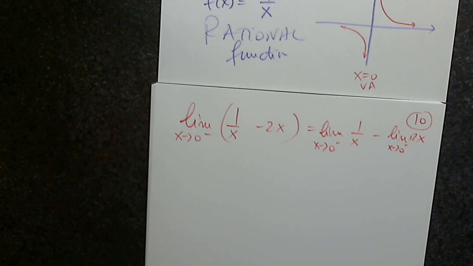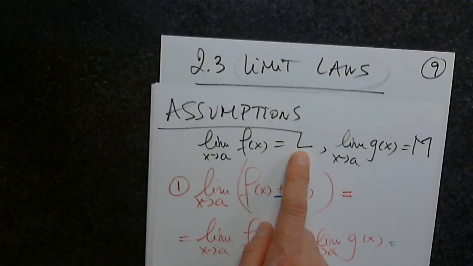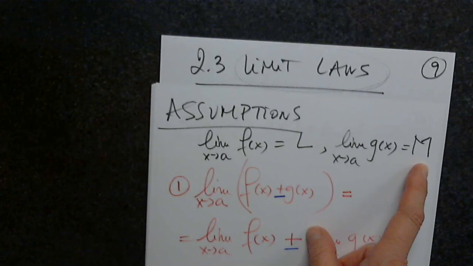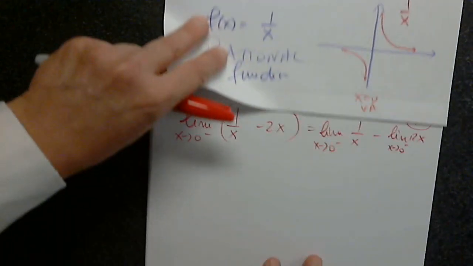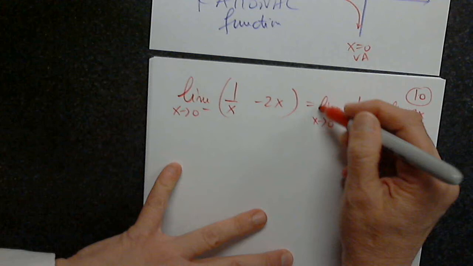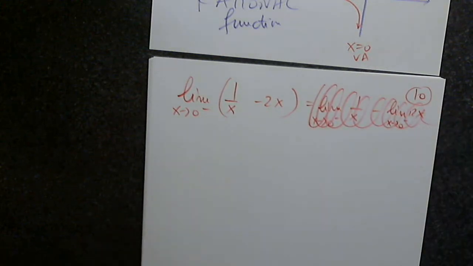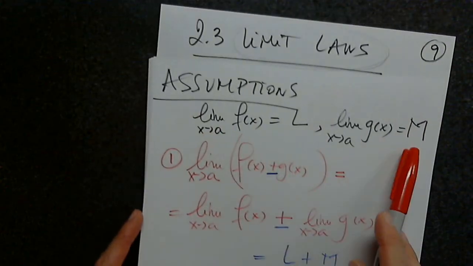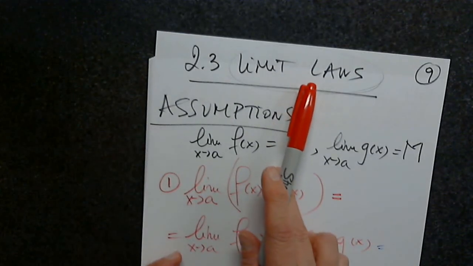Oh, no, because 1 does not exist. Of course. That's what the assumption was. If this is not a number, or this is not a number, one or the other, or both, I can't split the limit. It's not allowed. I can't do it, because the limit of 1 over x as x approaches 0 from the left is negative infinity. It's not a number. Questions? Is this okay? So please make sure that the assumptions are fulfilled when you use any of the limit laws.